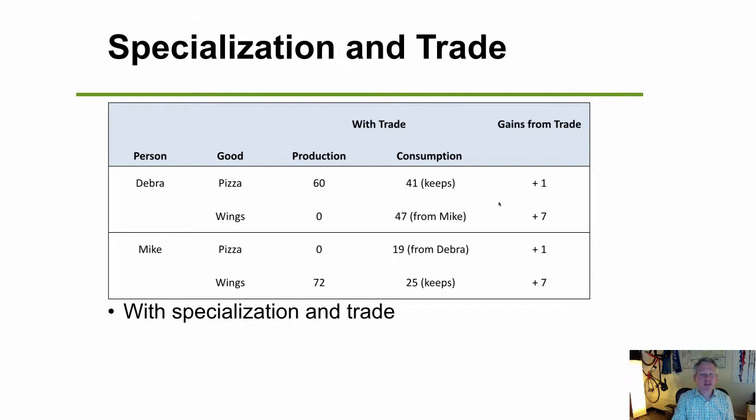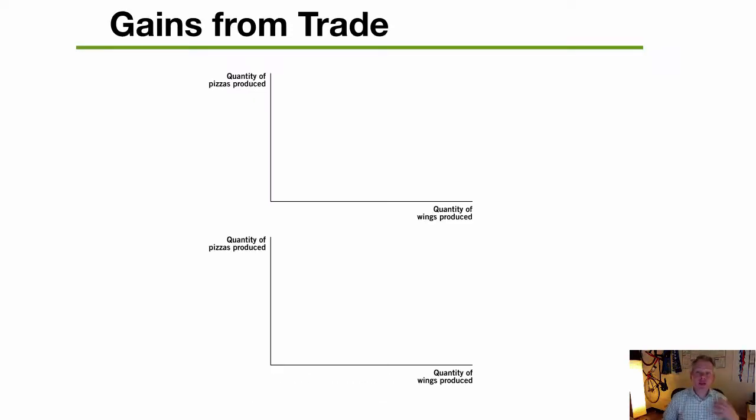So both Deborah and Mike are now, just by specializing in something, able to consume more than they could before when they were just producing everything for themselves. All right, so it may be a little bit easier to see this on the production possibilities frontier graph. Here we have Deborah and we have Mike.